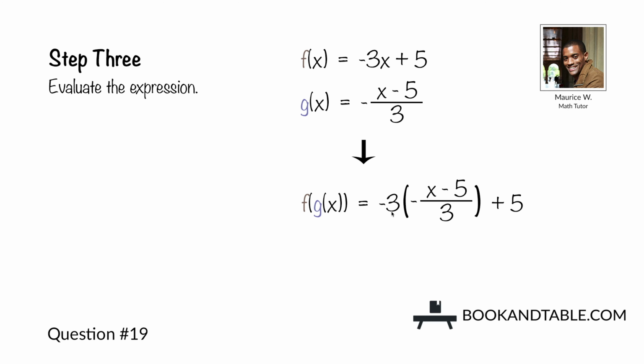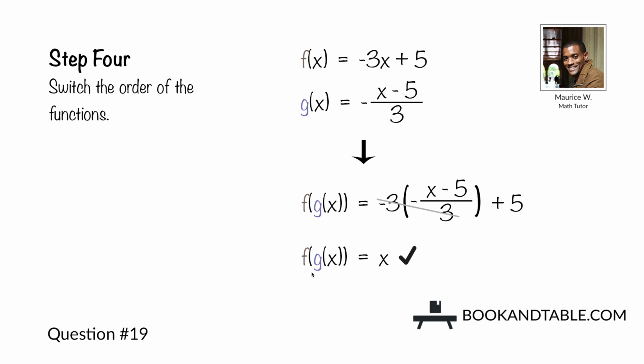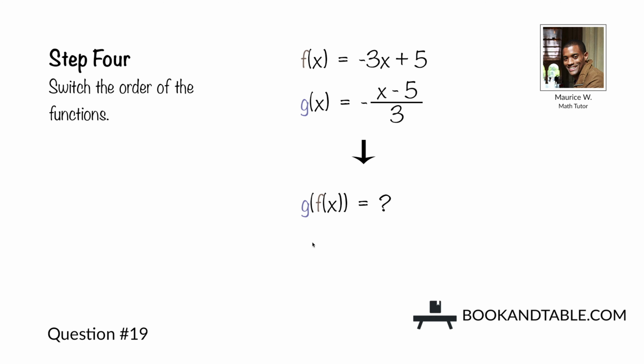We distribute this negative 3 to this fraction. This negative 3 and this negative 3 cancel each other out, leaving us with x minus 5 plus 5. Negative 5 plus 5 cancel each other out, leaving us with just x. So we find that f of g of x does produce an outcome of x. So we want to now switch the f and the g functions and test g of f of x to see if we also get x for this.